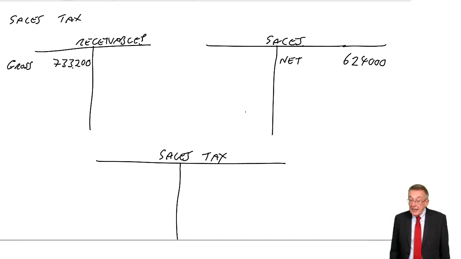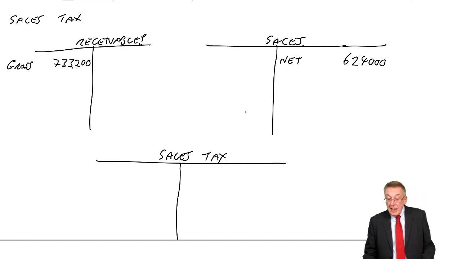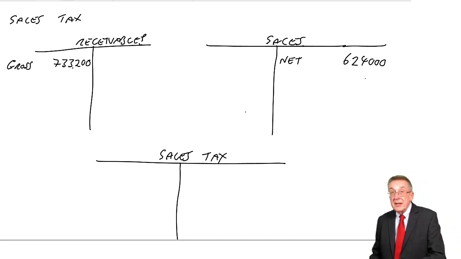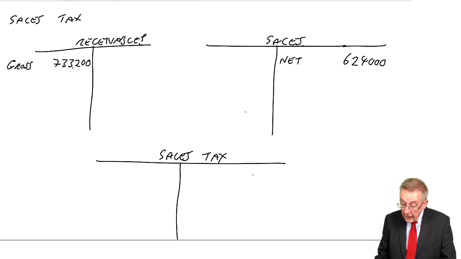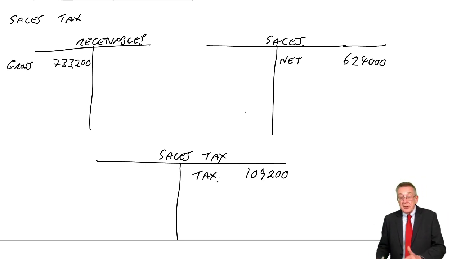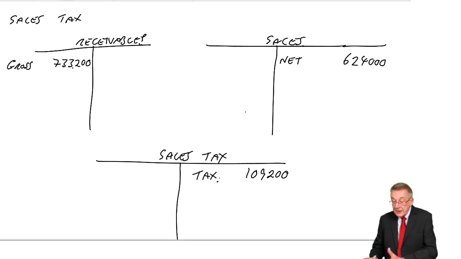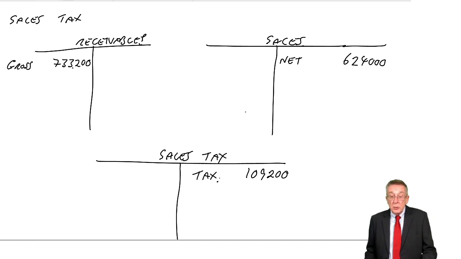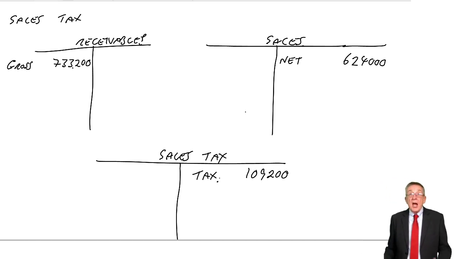And to complete the double entry, we've debited with the full amount, we've credited with the net amount. To complete it, we credit sales tax account with the tax, 109,200. So the double entry works, it's one big debit and two smaller credits. The sales tax is a credit balance because, for the moment, there's 109,000 owing to the state.